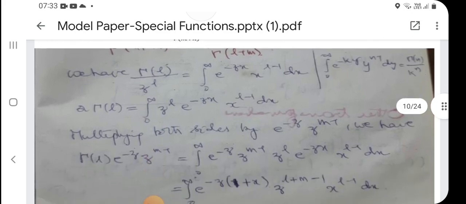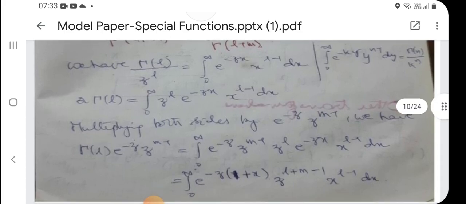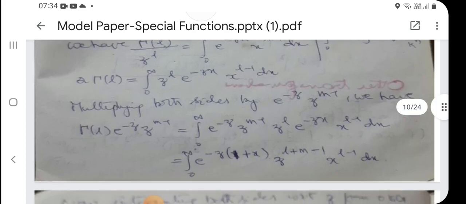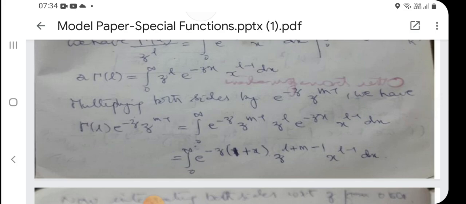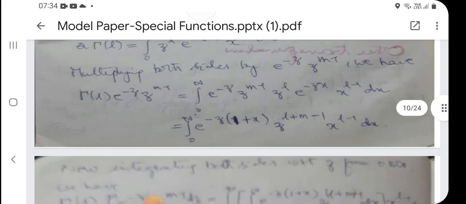Multiplying both sides by e power minus z into z power m minus 1, we have gamma L into e power minus z into z power m minus 1. That is nothing but integral 0 to infinity e power minus zx into z power L into e power minus z into z power m minus 1 into x power L minus 1 dx. So the powers of e become e power minus z into 1 plus x, into z power L plus m minus 1 into x power L minus 1 dx.